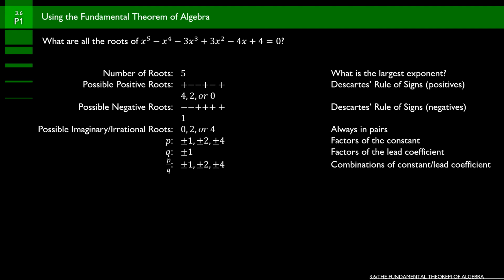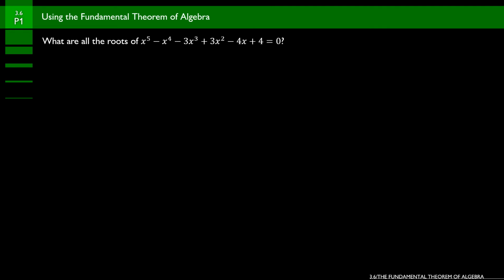Now that we've done all this legwork, we're at the point where we're going to start checking possible solutions. The next step is to actually go in and start looking at what our x's are. We're going to use synthetic division to do that. Since this is Algebra 2, and I know that I've got at least 2 positive roots and only 1 negative root, I want to test the positives first, because I'm more likely to hit a positive root before I hit the 1 negative root.